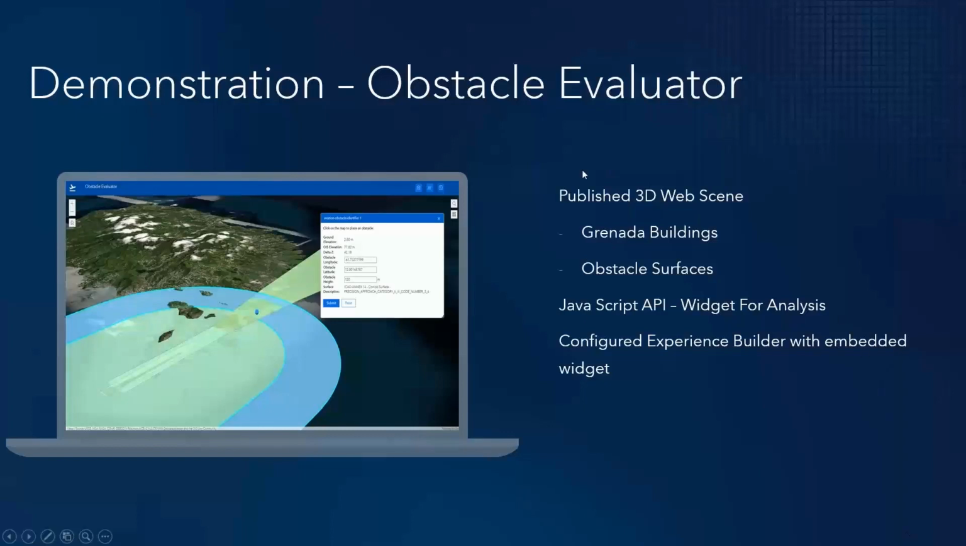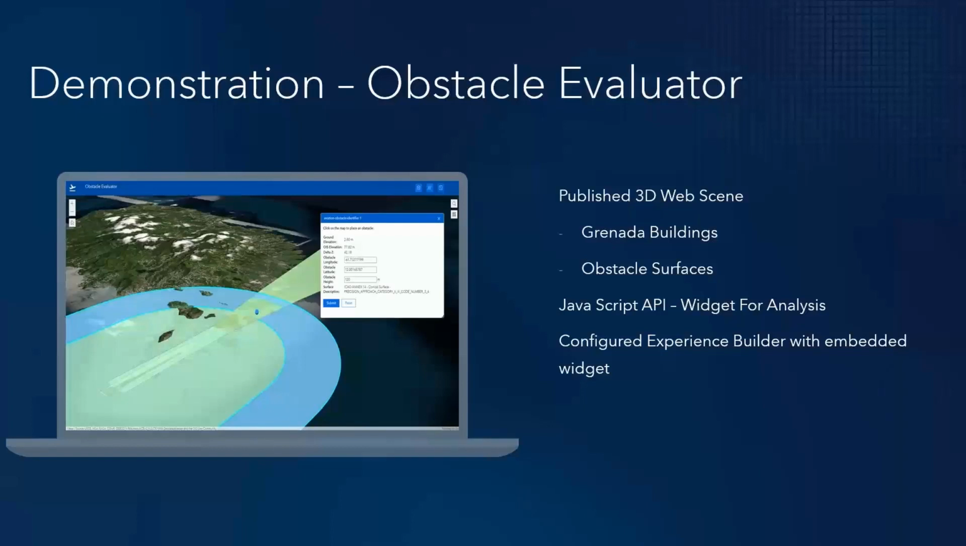So we've got a published 3D web scene. We're using a 3D web scene over Grenada. Grenada is putting a lot of effort into building out a digital twin of the country. It really started with high resolution imagery collected for the entire island. Then, using some Geo AI capabilities, they were able to automate some of the building extraction to create that rich 3D scene across the island.